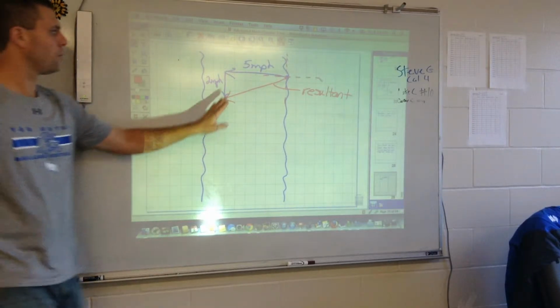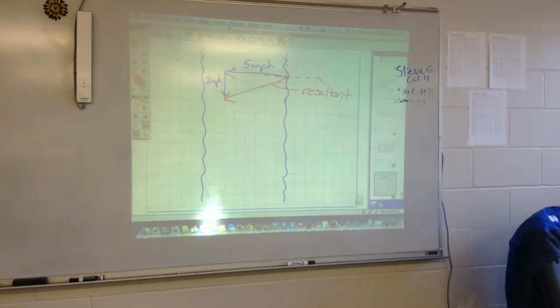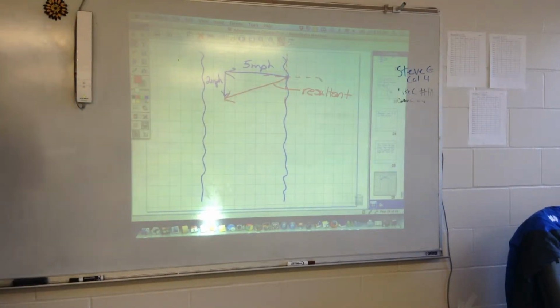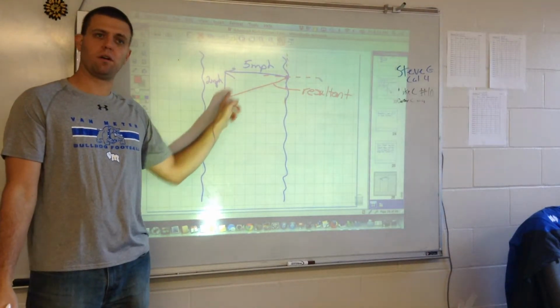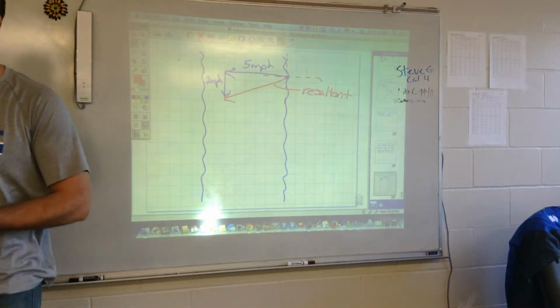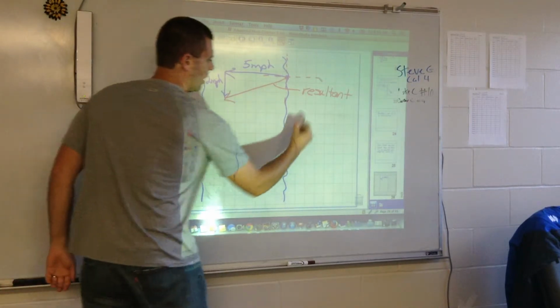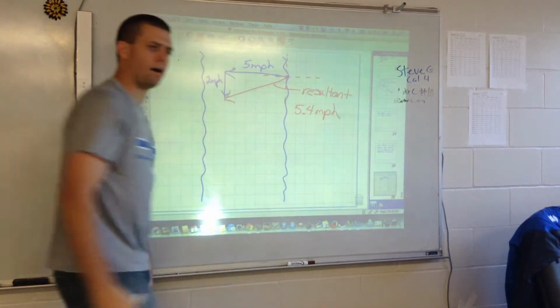Okay. But we want both magnitude and direction. Magnitude is what? Distance or length of the arrow. How are we going to get the length of the arrow? Pythagorean theorem. So 5 squared, 25, 2 squared, 4, 25 plus 4, 29. That's the square root of 29. Somebody has a decimal, please. 5.4, to the nearest tenth? Yep. So, about 5.4 miles per hour.